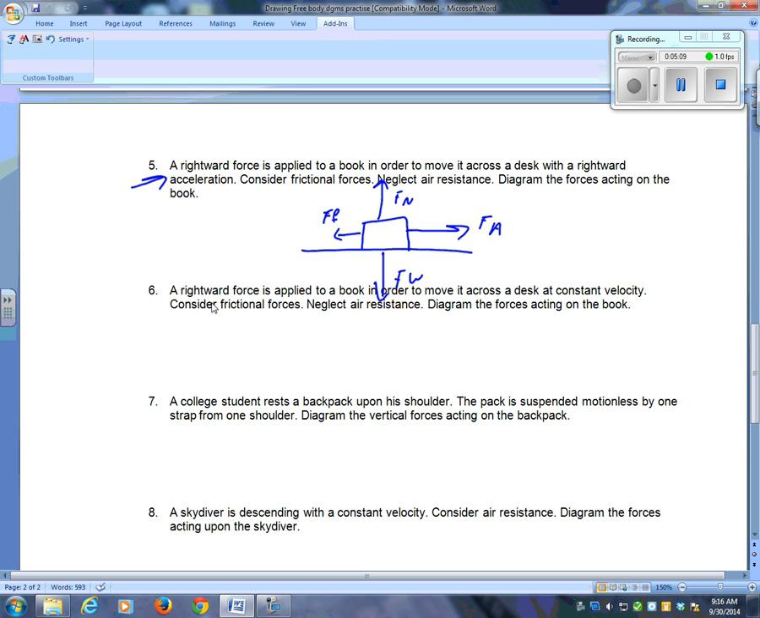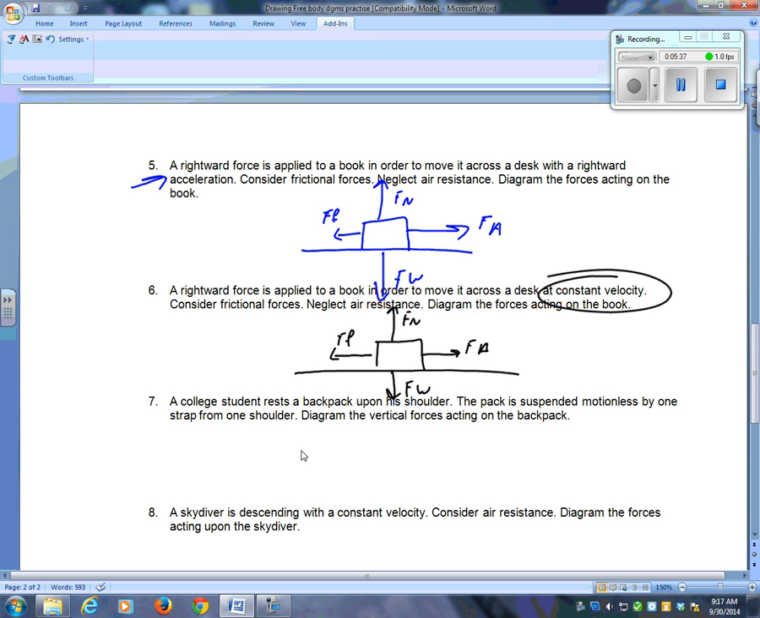A rightward force is applied to a book to move it across the desk at a constant velocity. Consider friction forces and neglect air resistance. Almost identical situation, with the exception of constant velocity. These guys are the same, and this time the applied force is equal to the friction force. Why? Because it's moving at a constant velocity. Right?